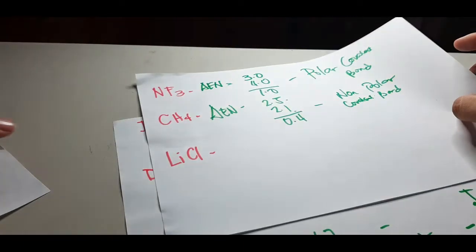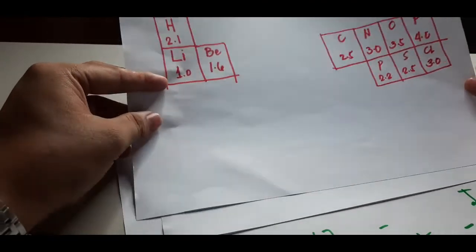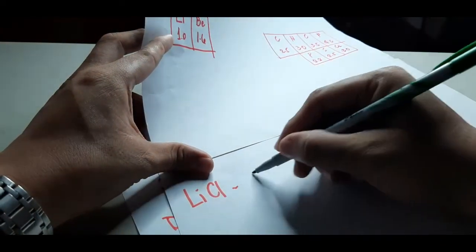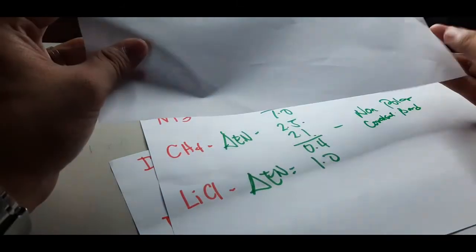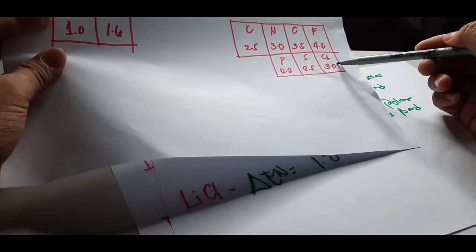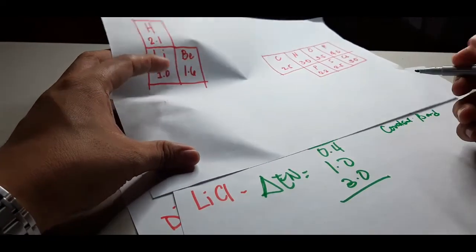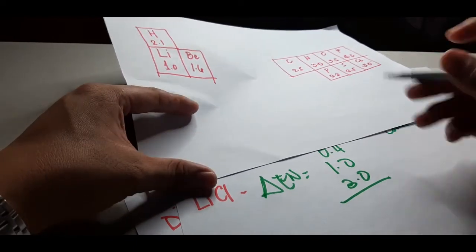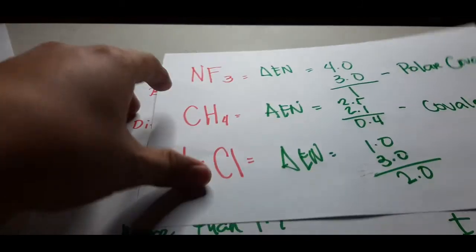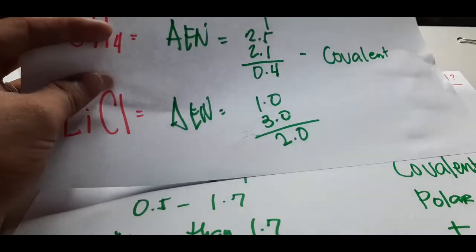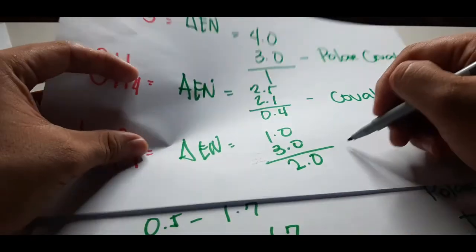Now, LiCl. Let us get the electronegativity of LiCl. Lithium is 1.0, and Cl is 3.0. So the difference between Li and Cl is 2.0, a far difference from the others. The type of bond for LiCl is more than 1.7, so it is ionic.